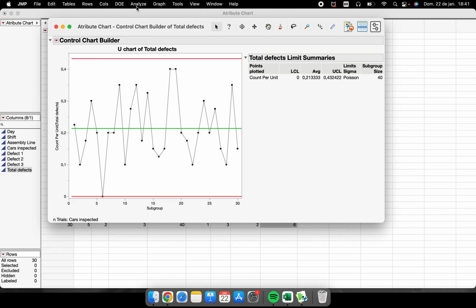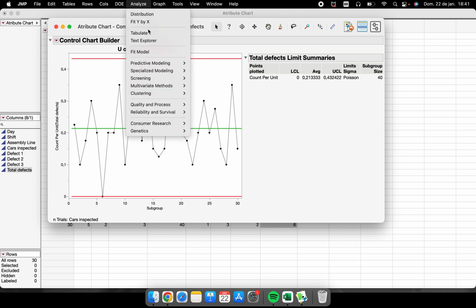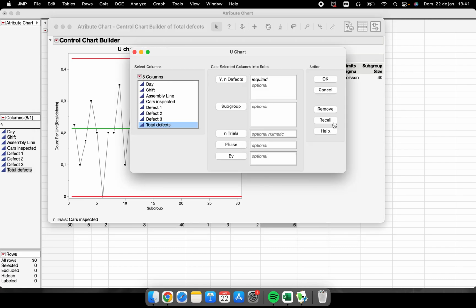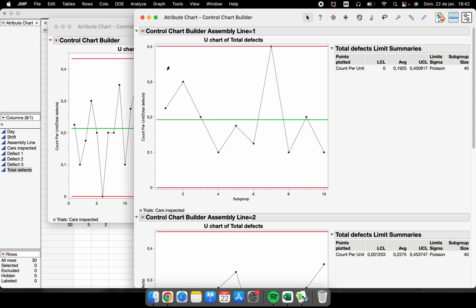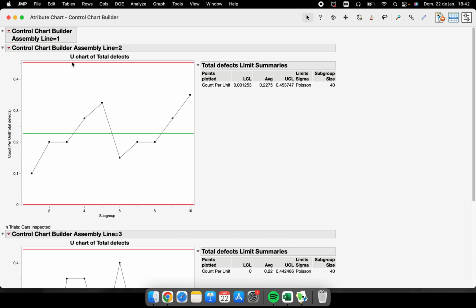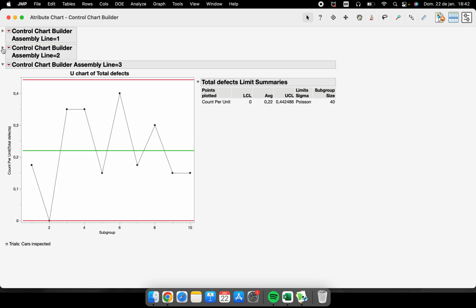As with the other charts that we showed here, I'm going to recall that we can use the phase and the by situation. For example, let's see a U chart for each assembly line. So now we will have a U chart for assembly line 1, another U chart for assembly line 2, and another U chart for assembly line 3.